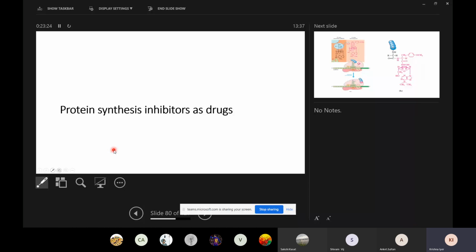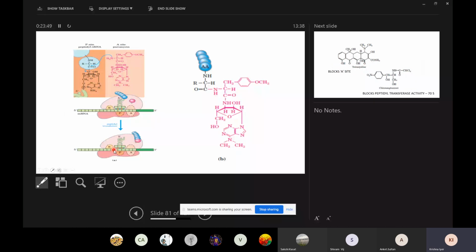Okay, let us look at some of the compounds which interfere with the protein synthesis process. Just like we looked at some compounds which interfere with DNA replication. If you remember, things like thiopurine and intercalating agents and alkylating agents, etc. In the same way, there are some drugs which are used based on their ability to inhibit protein synthesis. Okay, so here is the first one.